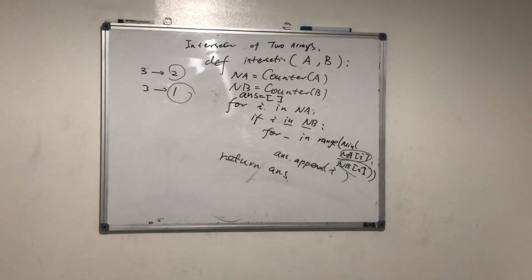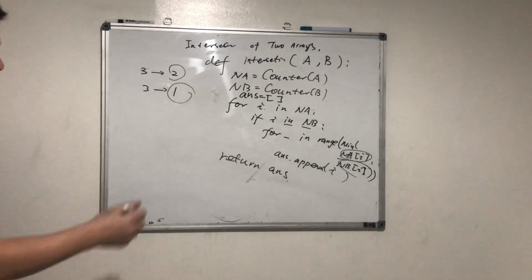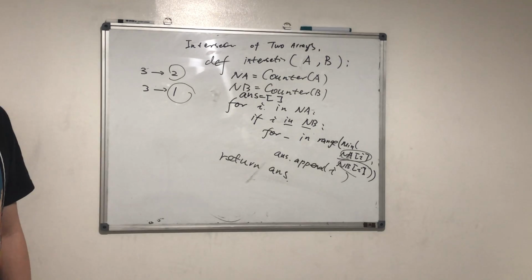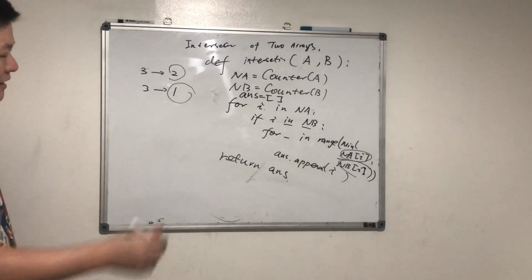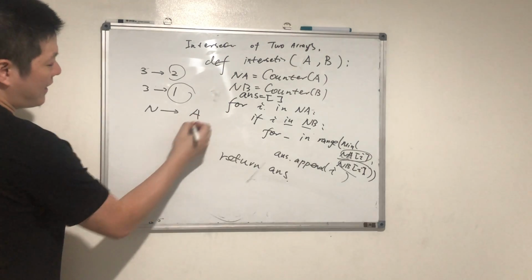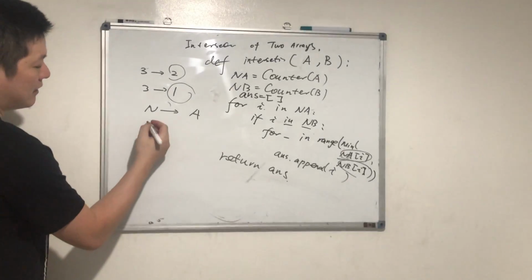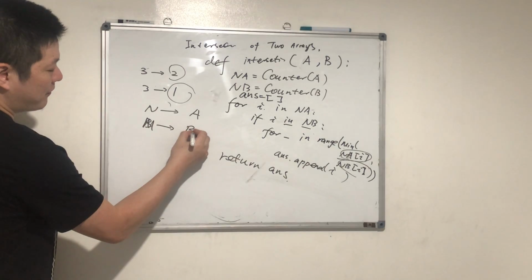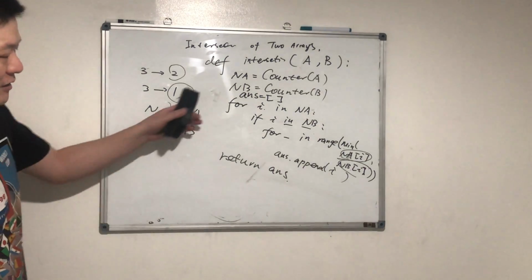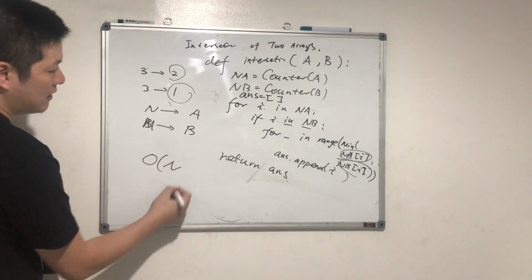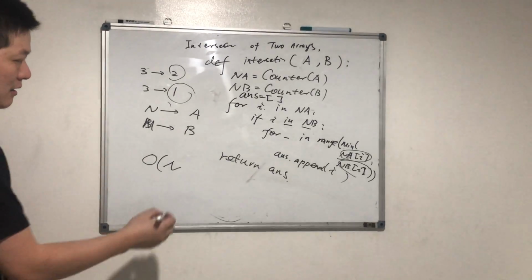Good job. What's the time complexity? Go again. Stop guessing. We're not guessing. If N is the number of elements in A, plus M, the number of elements in B. So how many times do we need to go? O of N squared times N?